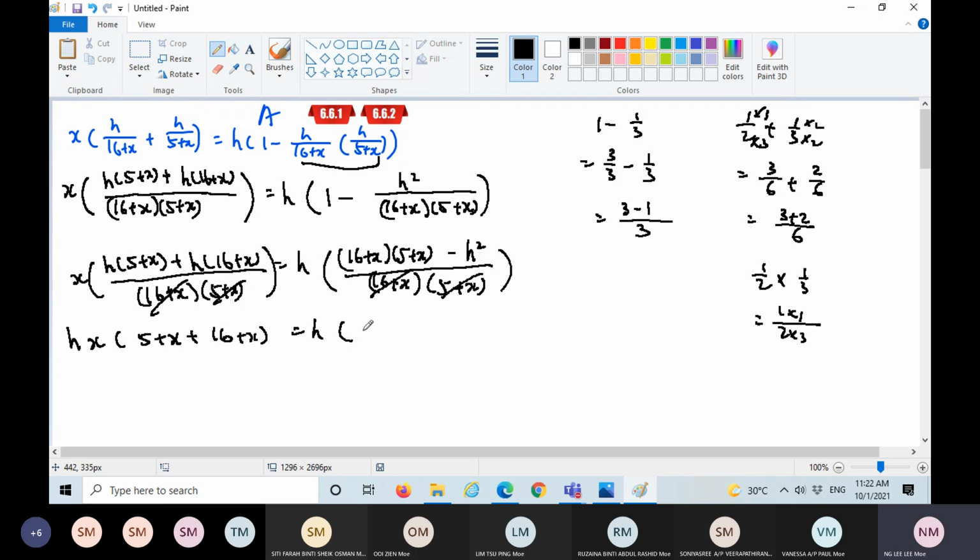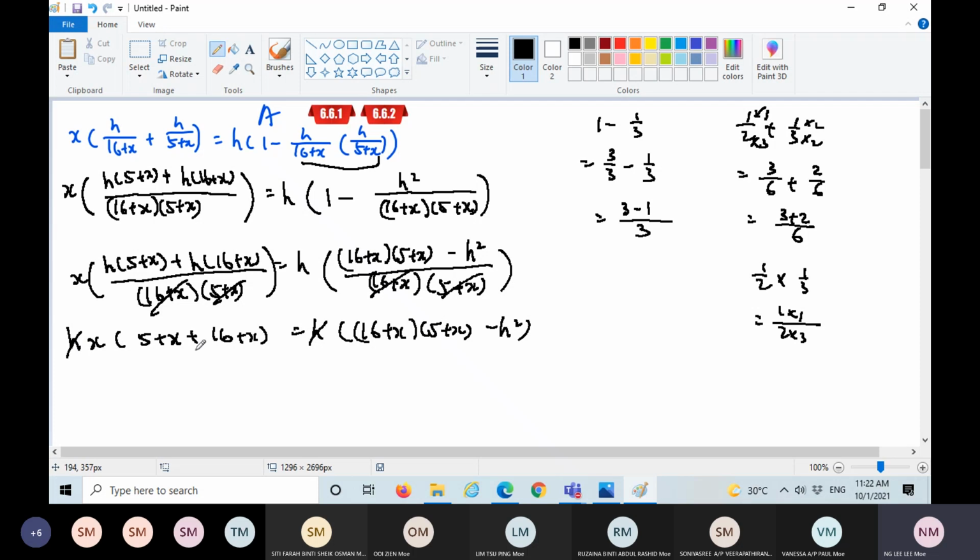I'm not sure whether I should expand this or not. I think I should. Or I leave it first. I'm not sure. I leave it first, because I'm not sure. Next you see the h and the h you can cut. So I continue.